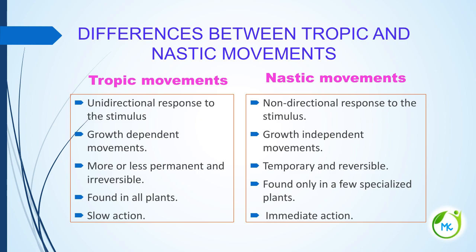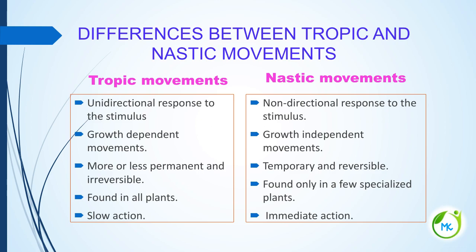And Tropic movement is found in all plants. So in all plants you can see the shoot growing towards the light and the root growing towards gravity and water. So this kind of movement is found in all plants, whereas Nastic movement is found only in a few specialized plants. For example, Thigmonasty can be seen only in the touch-me-not plant. And Photonasty can be seen only in several plants. So this Nastic movement is found only in a few specialized plants.